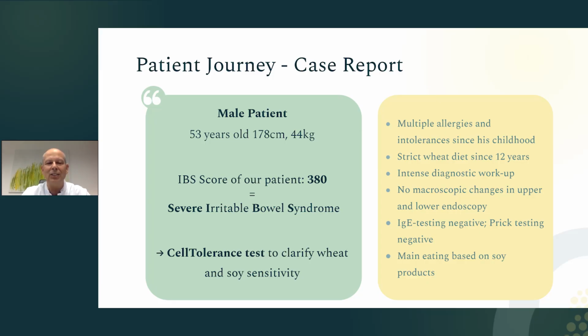And so he decided to follow a strict wheat-free diet for 12 years because he believed that wheat is something very toxic for him. He also believed that soy products are very good, and his main eating habits were based on soy products. So this patient came to do the test to clarify mainly whether there's a wheat or a soy sensitivity. The patient had an IBS score of 380, which means he really is suffering from irritable bowel syndrome.